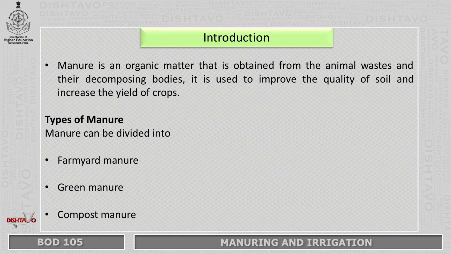Coming to the introduction, manure is an organic matter that is obtained from animal waste and their decomposing bodies. It is used to improve the quality of soil and increase the yield of the crop. Types of manure. Manure can be divided into farmyard manure, green manure, and compost manure.